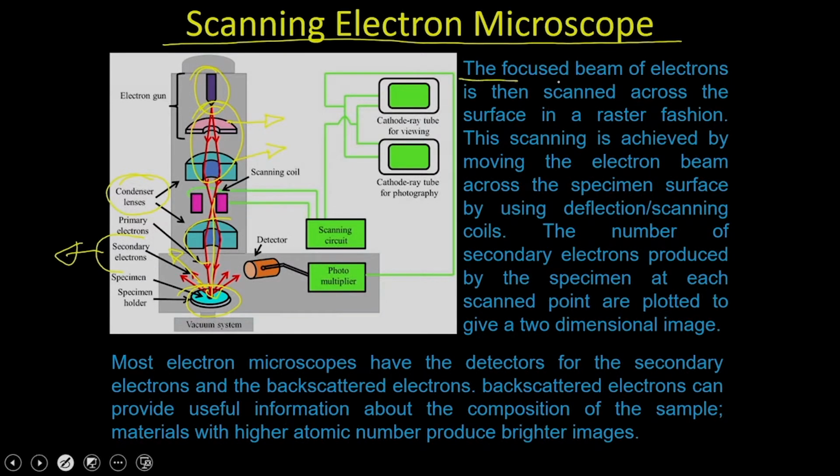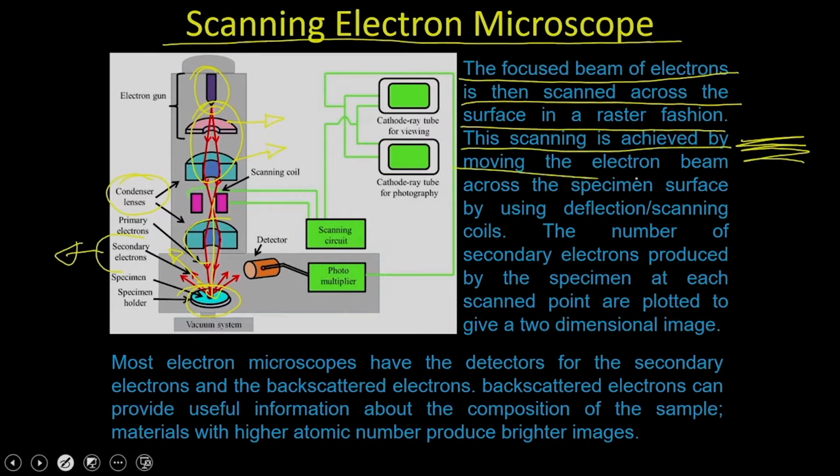So, the focused beam of electrons is then scanned across the surface in a raster fashion, which means it goes like this. So, it is actually going to scan the sample, and this scanning is achieved by moving the electron beam across the specimen surface by using the deflecting as well as the scanning coils.